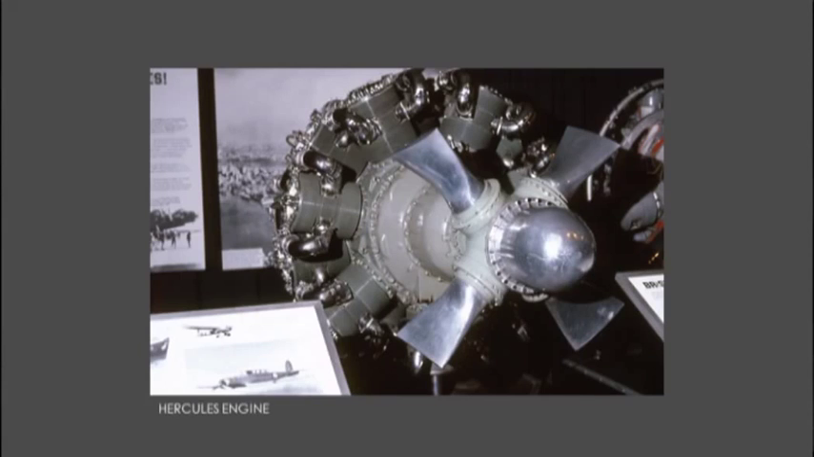I feel that objects that are severely functional have an aesthetic value of their own, like, for example, this Hercules engine with its knotted muscular power and very expressive means of joining components together.